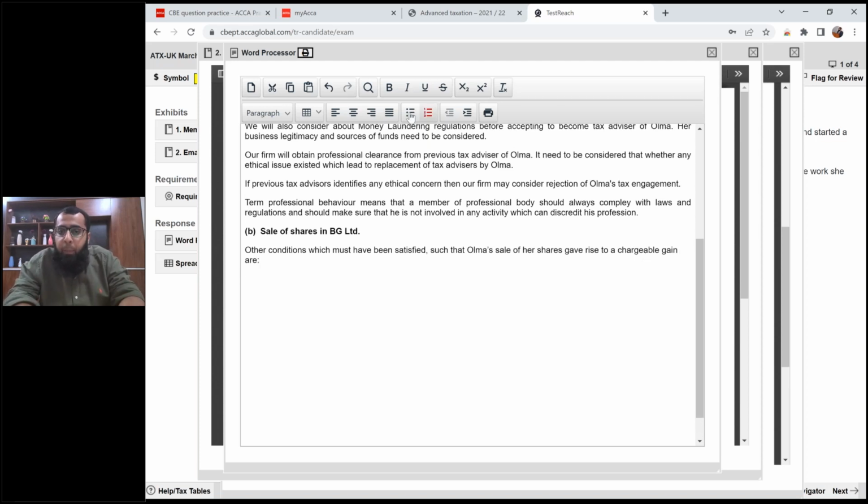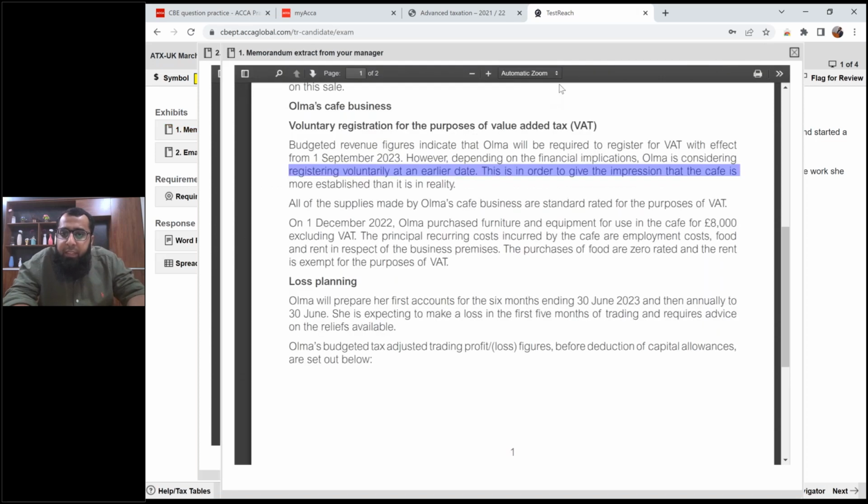Other conditions which must have been satisfied such that Alma's sale of her shares gave rise to a chargeable gain are: number one, Alma's holding period of shares should be how many years? Should be 5 years. Alma's holding period of shares should be 5 years. Is it 5 years? Let's read the question.